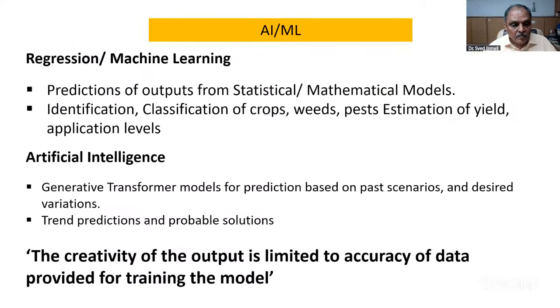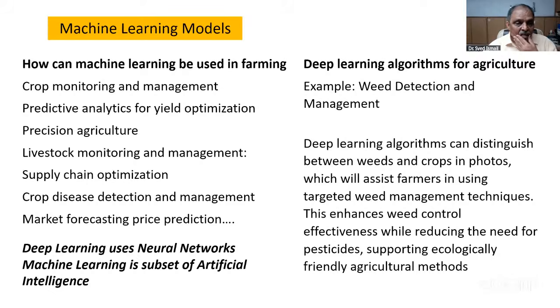Now, actually, regression, machine learning predictions from statistical mathematical models. Identification, classification, sorting, weeds, pest estimation, all this can be done. We will cover artificial intelligence in the next sessions. Machine learning can be used for crop monitoring, predictive analysis, yield optimization, precision agriculture, livestock monitoring, supply chain optimization, crop disease detection, market forecasting. Now, deep learning is a neural network. We will see the next one again, a bit more detail on it.